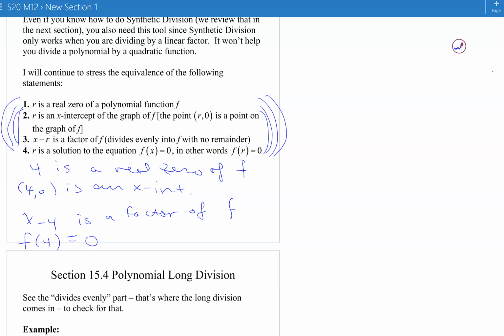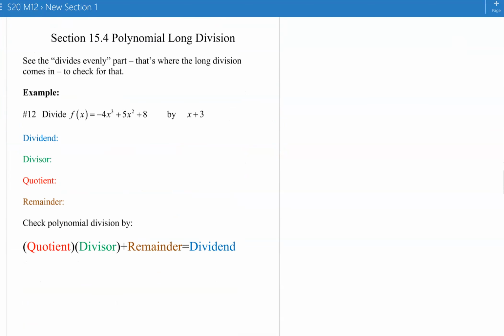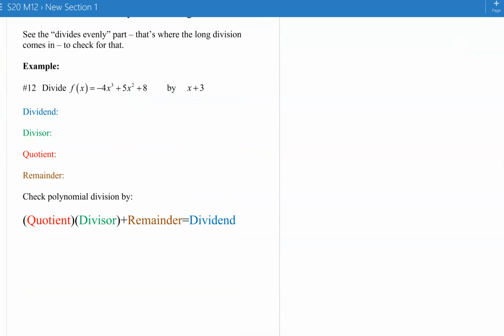So make sure you're really absorbing that if I tell you one of these pieces of information, you own all of them. Okay, so the divides evenly part, that's where the polynomial long division is going to come in so that we can check for that divide evenly part. So the dividend is what you're going to be dividing into. So that's negative 4x cubed plus 5x squared plus 8. And that's the part that's going to go in the division box.